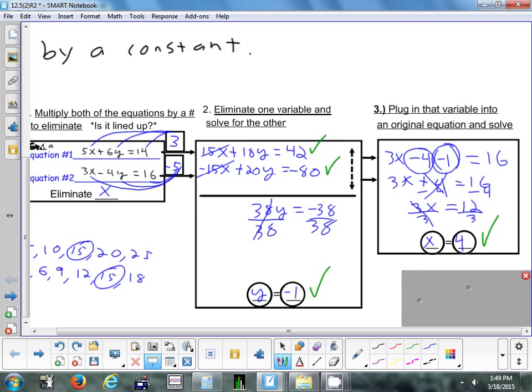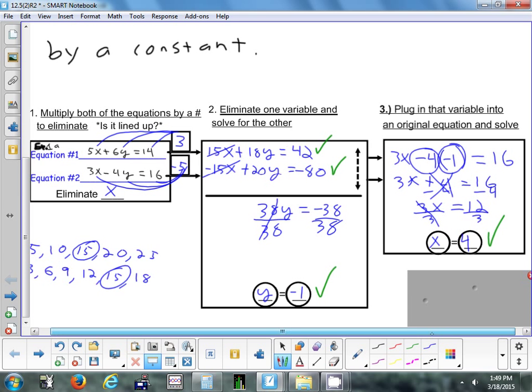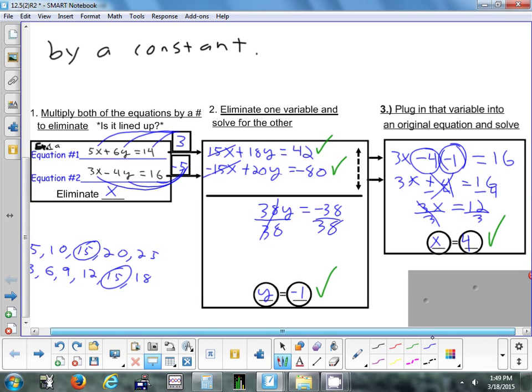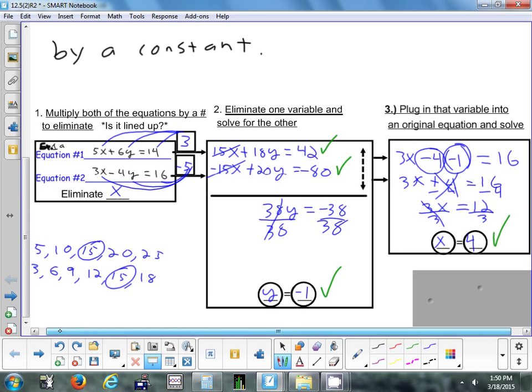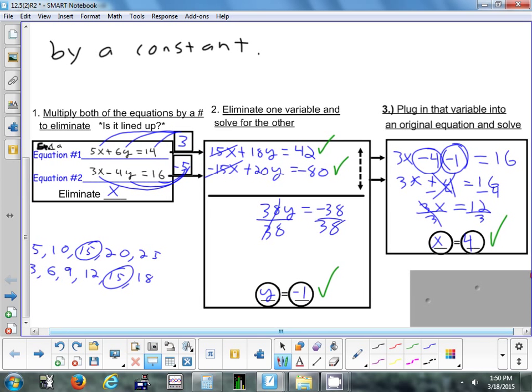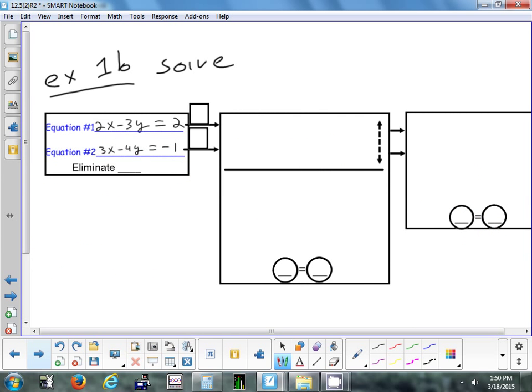So guys, same step as yesterday, right? We're going to plug the variable into an original equation and solve. Just like we've done on Monday, just like we did yesterday, same exact step. The only thing that's new this time is we're multiplying in both equations, not just one. So Monday, we multiplied in none, it was already set up. Yesterday, we had to multiply one of them to get what we wanted. Today, we have to multiply in both to get what we want.